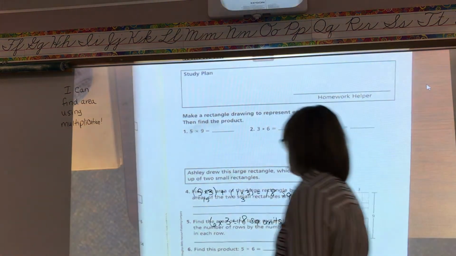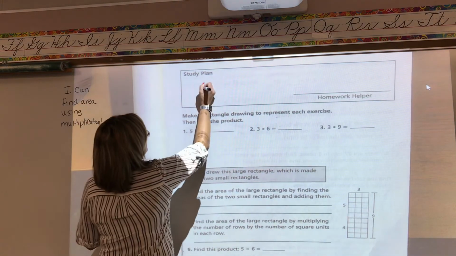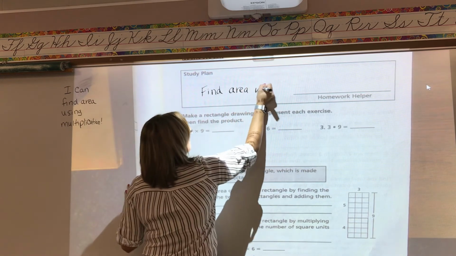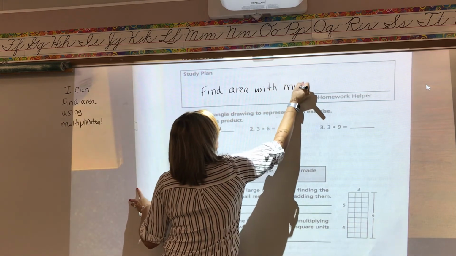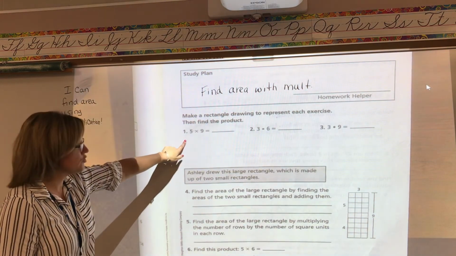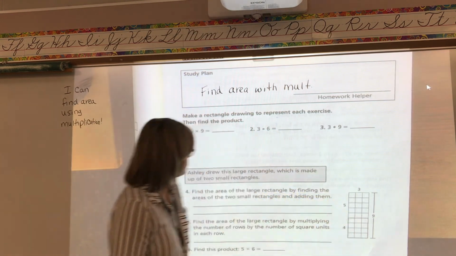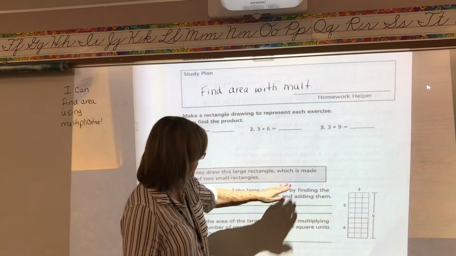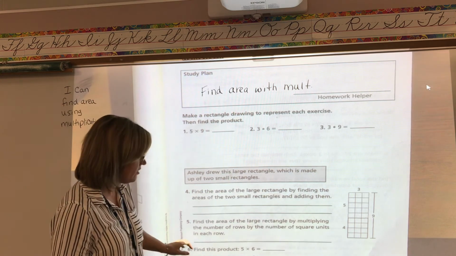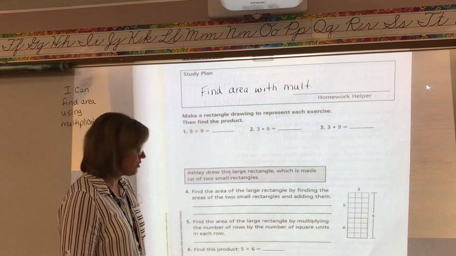Okay, for our homework and remembering today, you're going to put find area with, we're going to be lazy and abbreviate with multiplication. Here, you're just going to draw out what it would look like how we did those. Down here, you're going to follow these steps. It says find the area of the 2 larger ones and then add it together. Then you're going to find the area of just the large one together, and you're going to answer those.